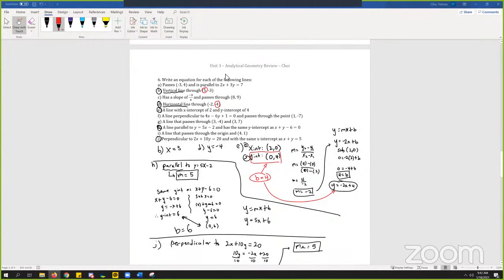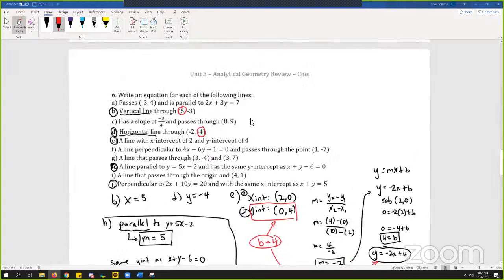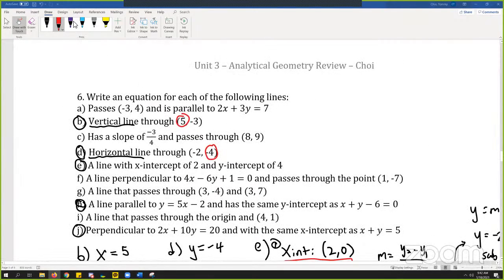Okay. So let's go through these questions here. For question A, I'll write the answers down in purple so that you can check your work, since we didn't take these up completely.